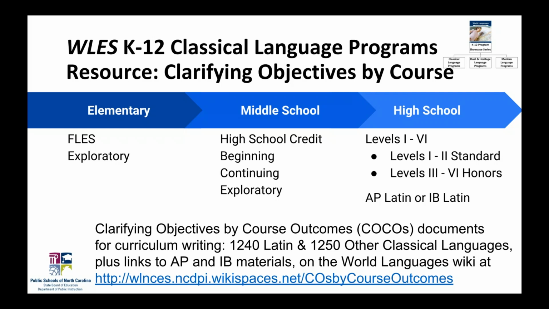And the COCO's documents page, which you see here as the direct link on the World Languages Wiki that has all these materials, they also include links to AP and IB materials. Obviously, those programs are conducted by organizations outside of our state, but of course, they still link into our state standards with proficiency outcomes. And the materials you would use for those particular curriculums are linked on our World Languages Wiki, just like the COCO's documents are for all of our courses from the state standards.